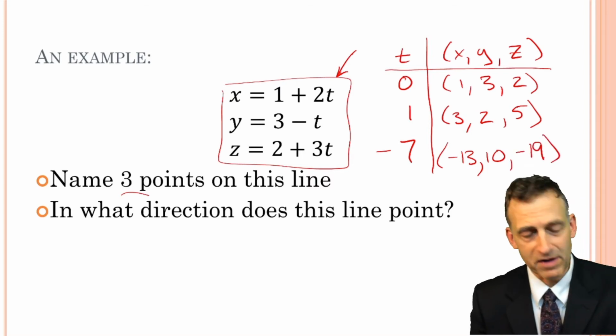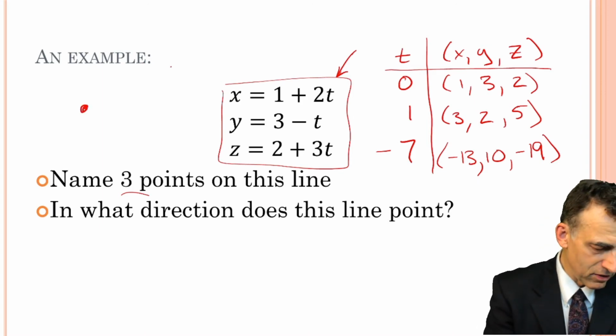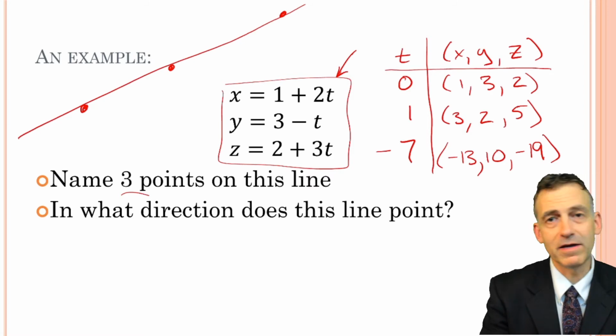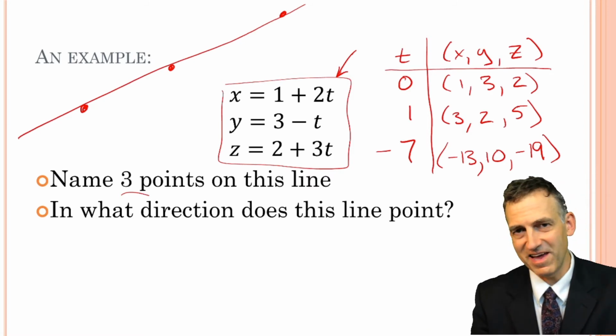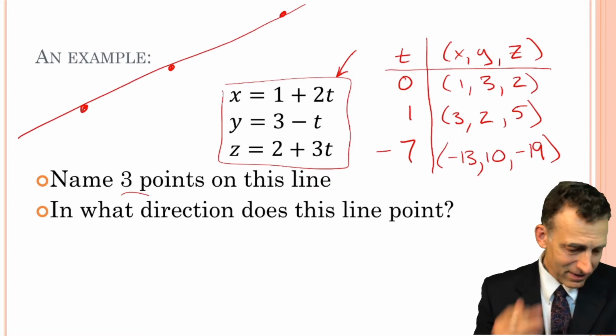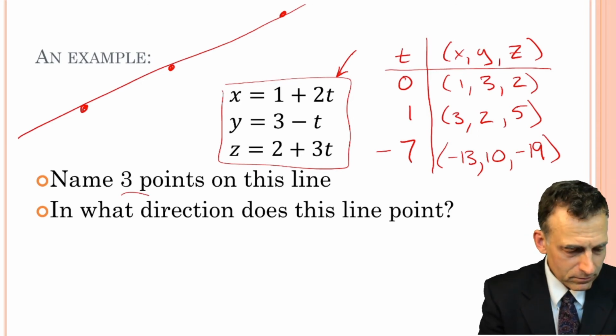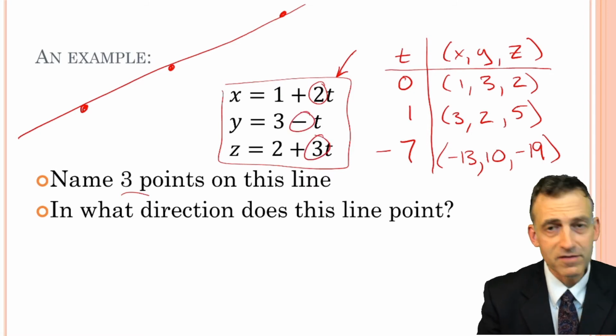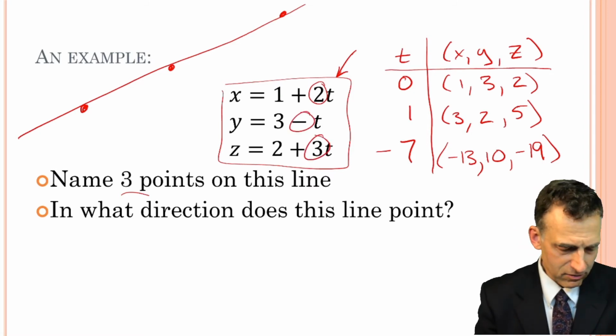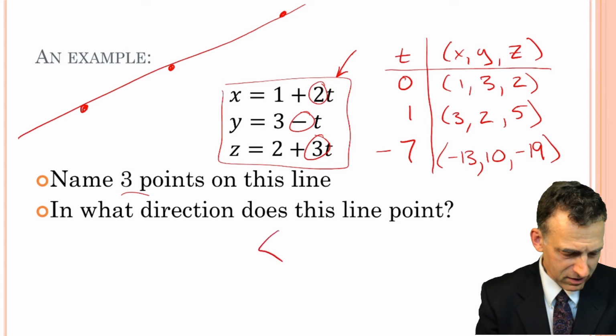These are all points on this line. If I were to draw them in 3D, you would find that they all line up in a straight line, hence the name line. So what direction does this line point? Well, if you remember this here, these coefficients tell the direction. So the direction is in the direction of this vector.